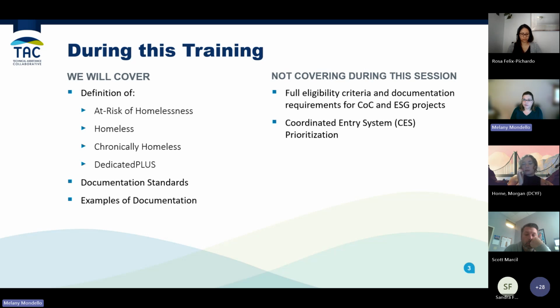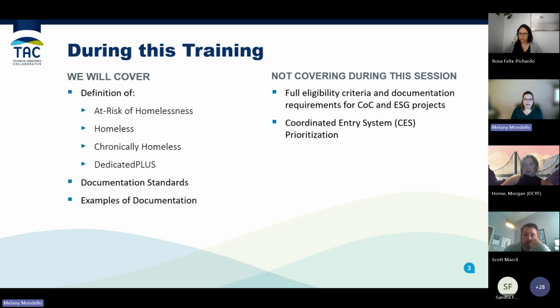We aren't going to talk about the full criteria for everything that people need to meet to enter a CoC or ESG project. And we're not going to be talking about coordinated entry prioritization, which intersects with all of these things that we're going to talk about today. Those are really big topics, and we're going to touch on them. But everything you hear today isn't the be all end all of eligibility criteria for CoC and ESG projects.